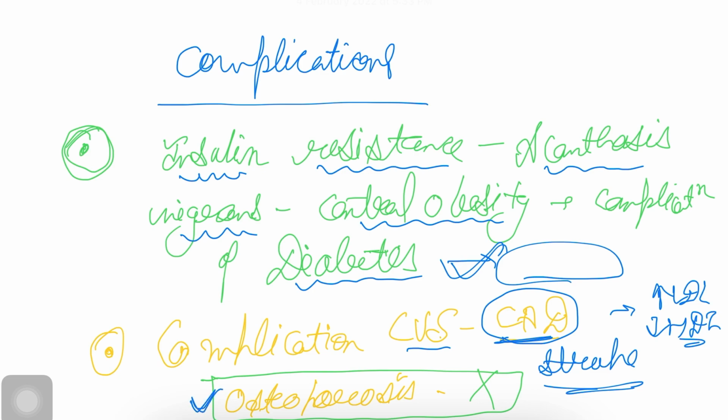And osteoporosis: what should not be there here is osteoporosis. Why? Because estrogen is more, as we have already said, and estrogen has a good effect on the bone. Estrogen is a bone-forming hormone, so osteoporosis should not be there in these patients, because E2 and E1 have the same function on the bone.